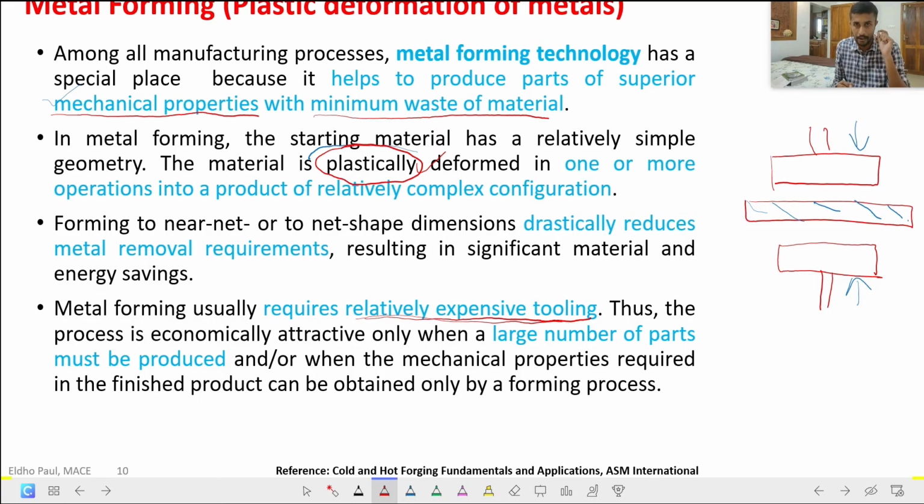If a particular company is making parts in a large number, then only is metal forming a feasible option for production. And also when the mechanical properties required in the finished part can be obtained only by forming operations. For example, in the case of aerospace components, nuclear reactor components, or very special components that have to be manufactured with very good mechanical properties, then the choice is only metal forming. In that case, cost is not a factor. The quality and the material properties are the important factor. Then we can go with the metal forming operation.